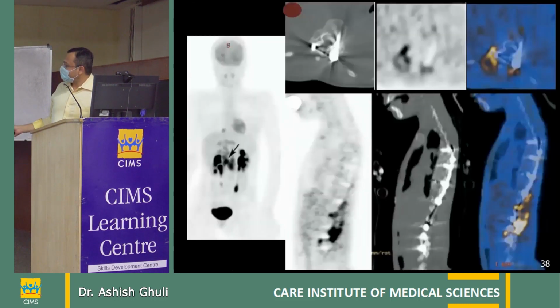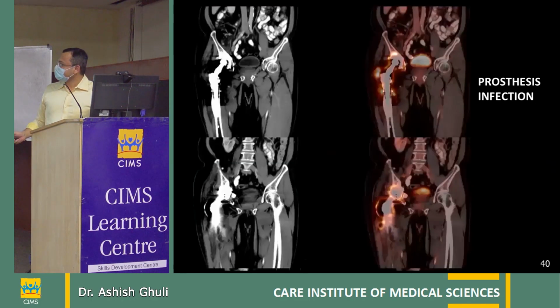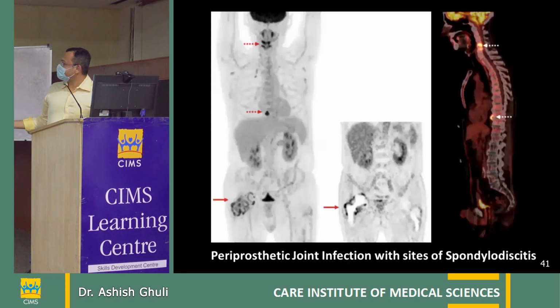This is a case of infected prosthesis in the spine. The intense uptake is seen at the lower end of the spine. This is a case of infected prosthesis in the right hip joint. Intense uptake is seen in the periarticular region or the periprosthetic region along with the inflammatory node in the pelvis. The same patient with infected prosthesis in the coronal view. So a case of again infected prosthesis in the right hip joint with spondylodiscitis.